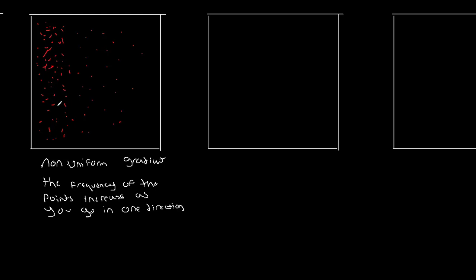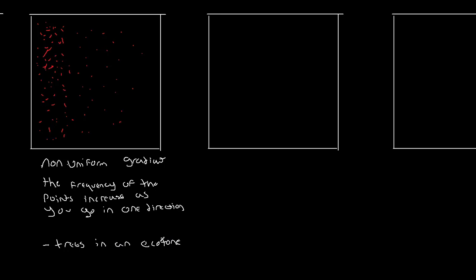But there's nothing special about right to left. This could have been left to right, where the majority of points were over here. This could have been bottom to top, where most of the points were up here. It could even have been lower left to upper right. The idea with a non-uniform gradient is that you have a lower frequency of points in one part of the image, and that increases as you go in one direction. A good example of this might be trees in an ecotone.